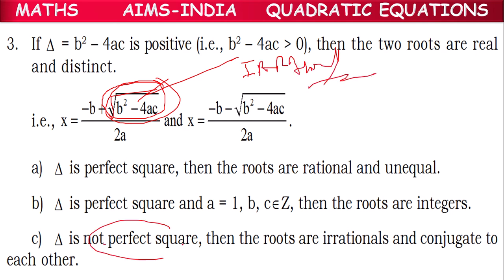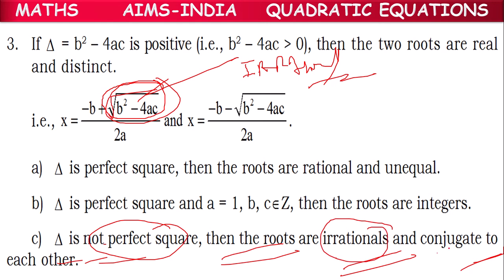So if it is not a perfect square, then the roots are irrational and conjugate to each other. Means if the roots are irrational, if you multiply alpha beta, the product will become equal to a real number. So they are called conjugate.